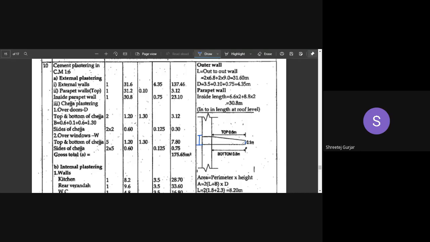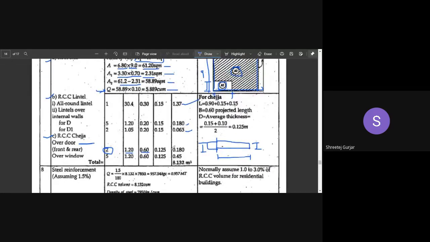So 0.6 meters, and for the thickness, what we assume is we take the average of both the values. So we take 0.15 plus 0.1 divided by 2, and that is the average thickness. So 0.125 will be the average thickness, that is 0.15 plus 0.1 divided by 2. So I have told you how to calculate the thickness. This is the projection length, and this is the length of my door plus the 2 bearings. Multiplying all these values, I get the quantity in meter cube.